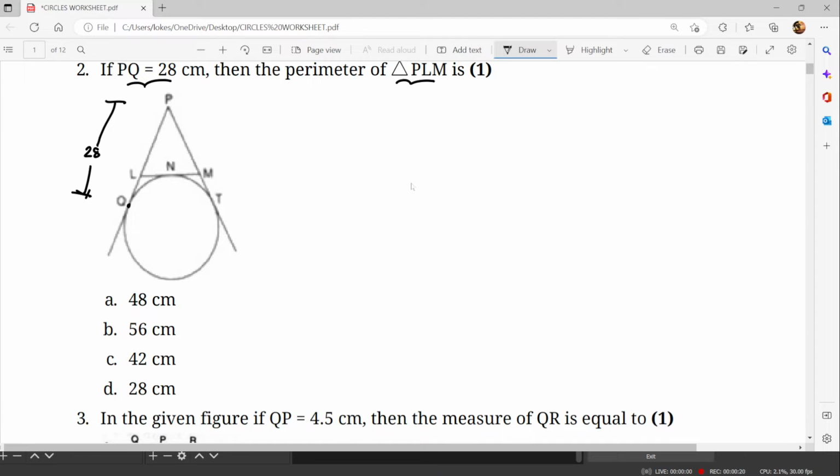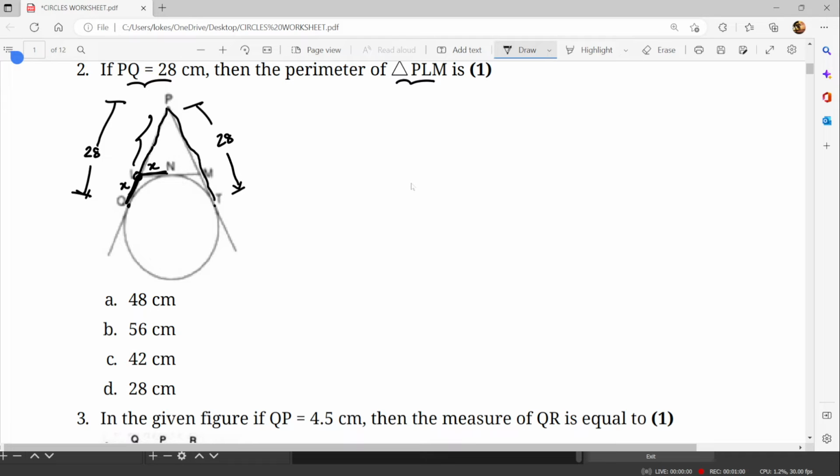And if you observe carefully, there is one more line which is touching the circle at T, and it is also drawn from P. That means two tangents drawn from an external point to a circle are always equal in length. So if this is 28, this will also be 28. But if you observe one more point, L is an external point. From L, N is one tangent and Q is one tangent. So if this is X, obviously this would be X.